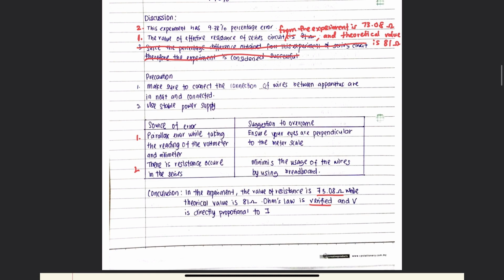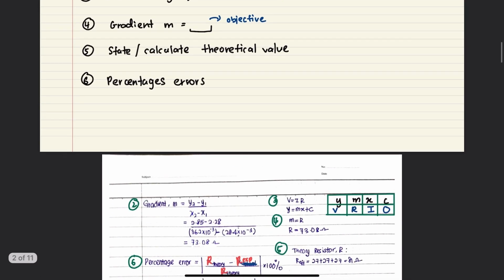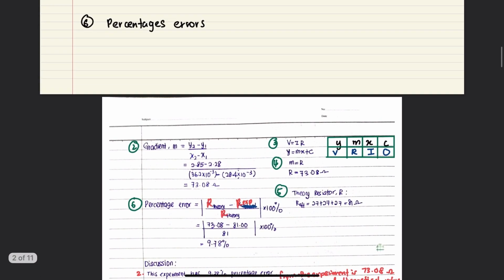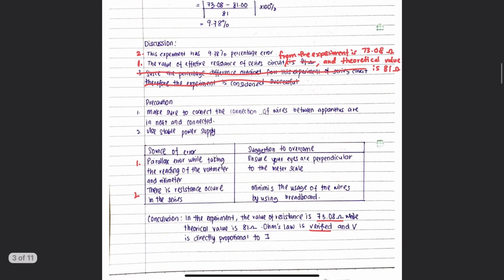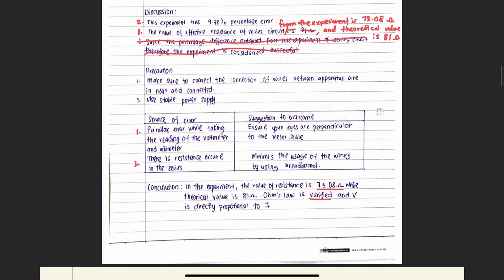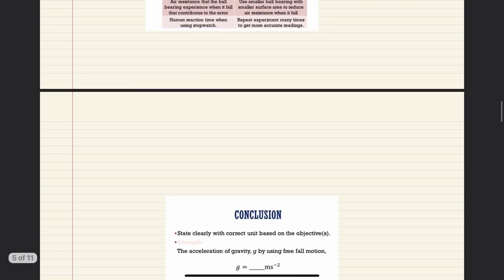Okay, that's all for the report. So remember, calculation, and then after that discussion and conclusion. It's very simple, very straightforward, but you have to put some effort on how to write down the precaution and errors and the source to overcome. Okay, please think properly whether it makes sense or not.